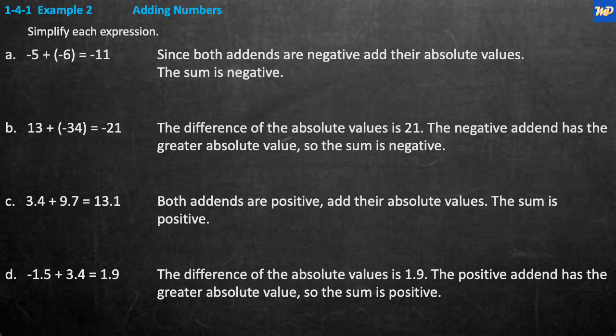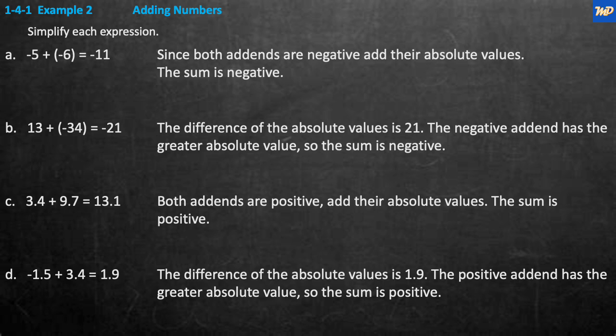They're the same. They're both negative signs. You add the values and you get 11, and you take the sign of the largest, or either of them. It doesn't matter. They're the same. So it's negative 11. Since both addends are negative, add the absolute values, and then the sum is negative.